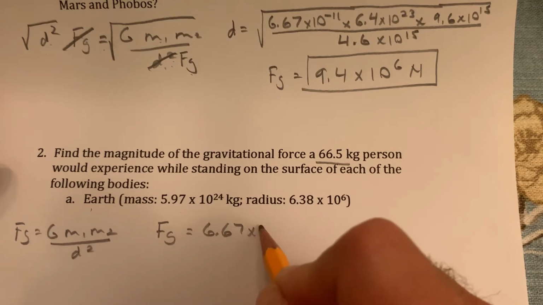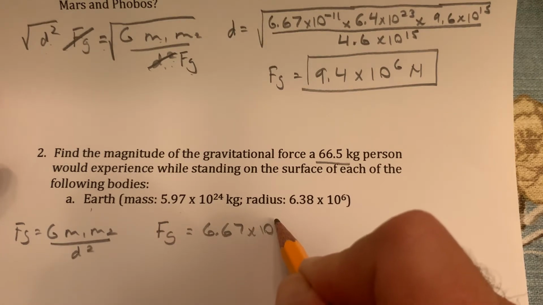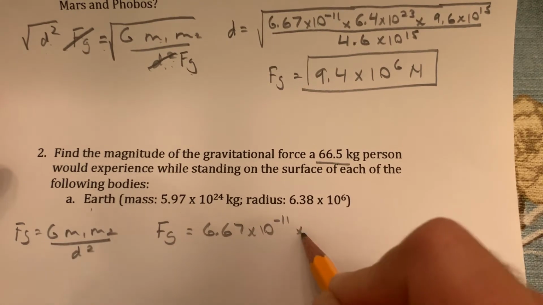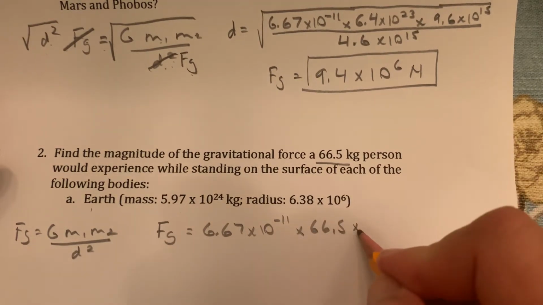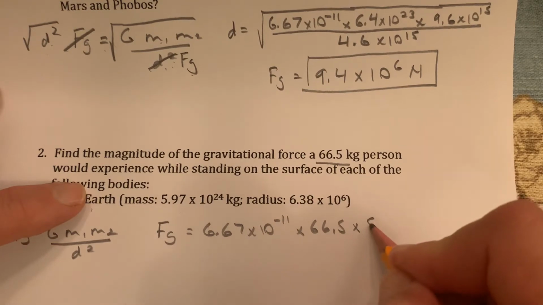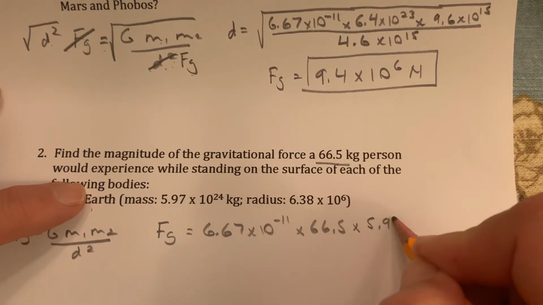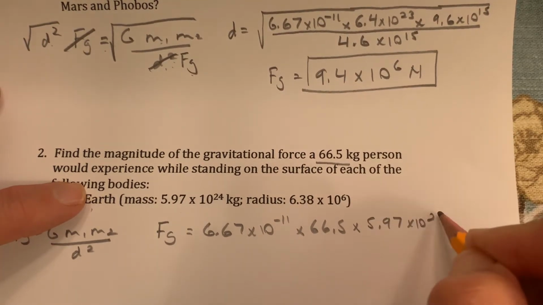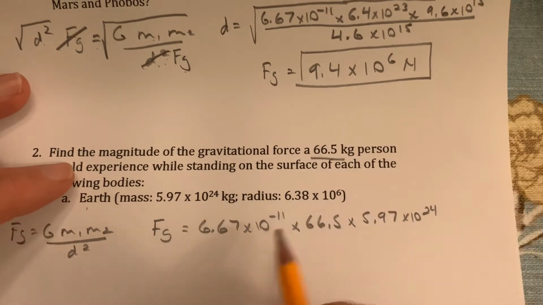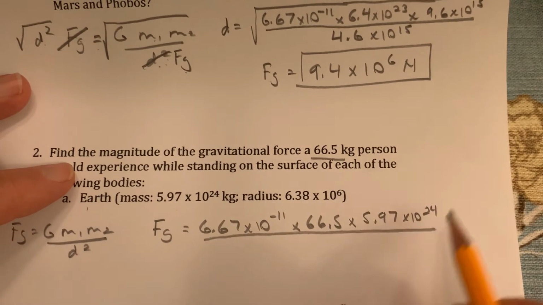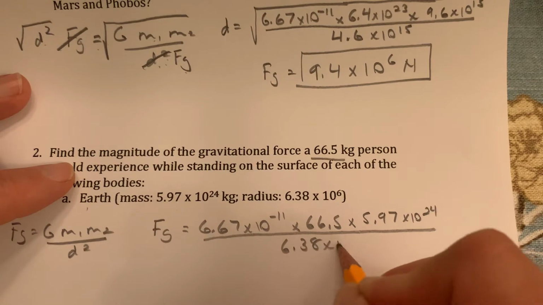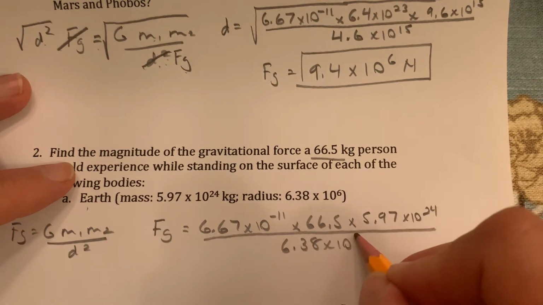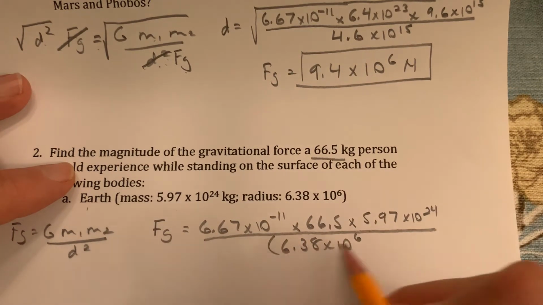6.67 times 10 to the negative 11 times 66.5, so we'll use that every time, times the Earth's mass, which is 5.97 times 10 to the 24th. All that will be divided by the radius, or the distance between them, 6.38 times 10 to the 6th, and we have to remember to square that.